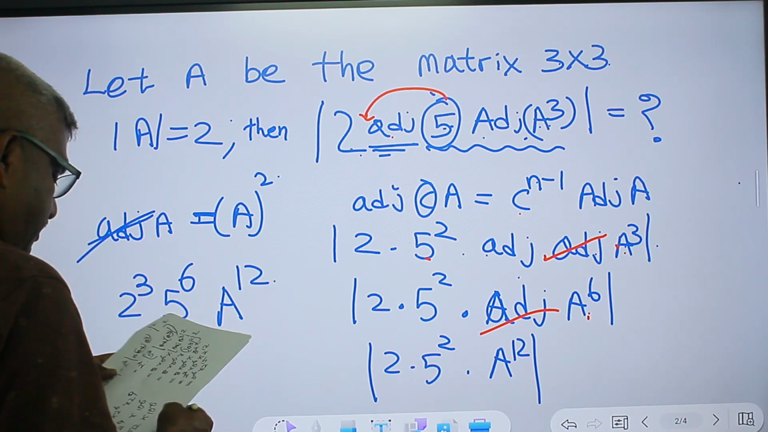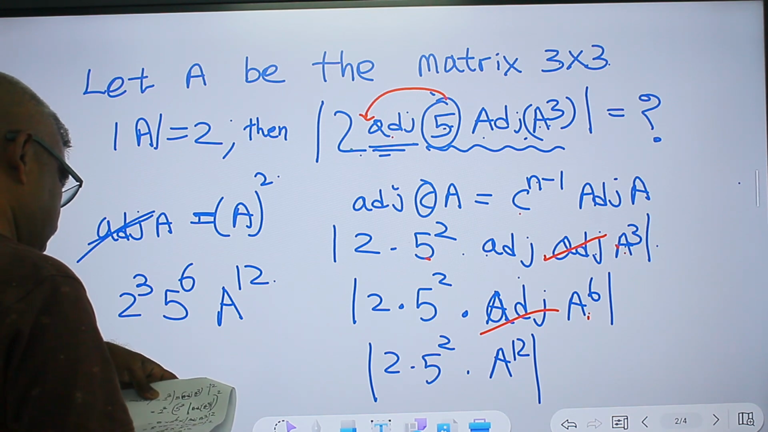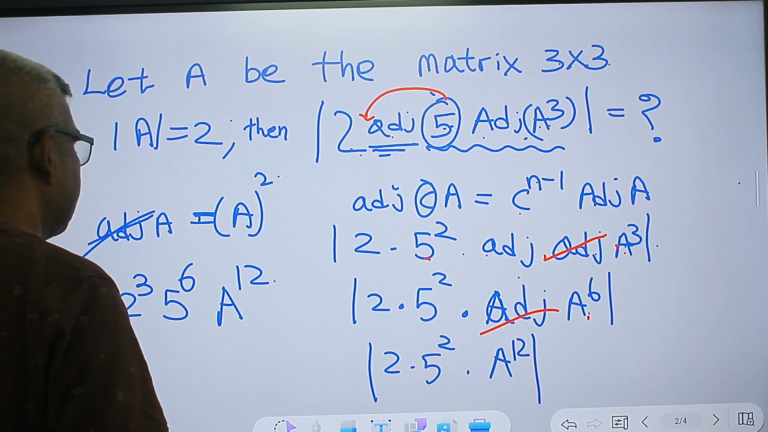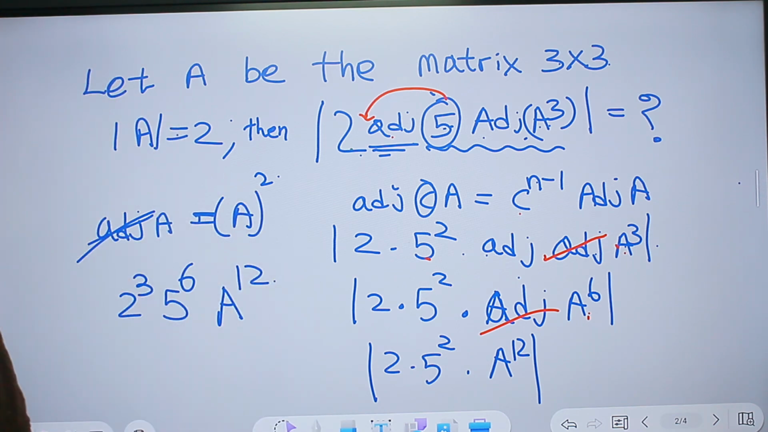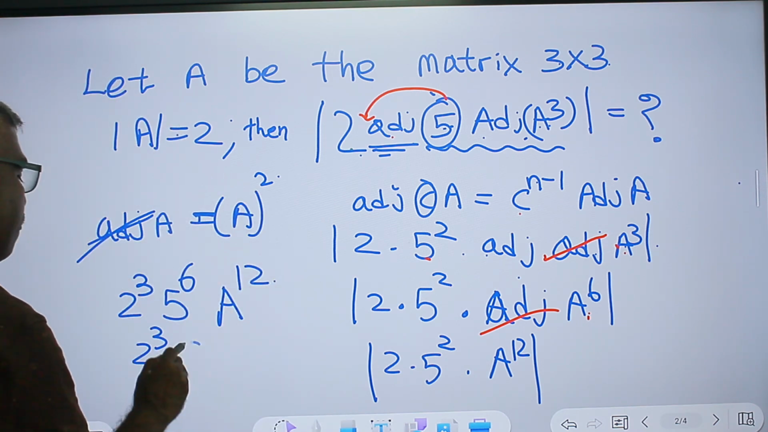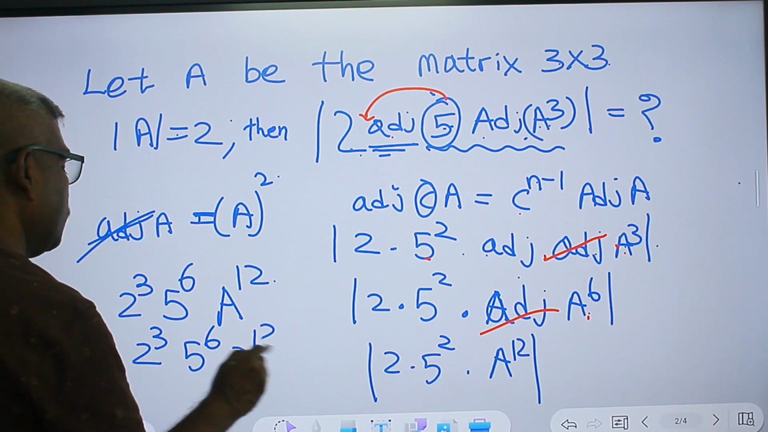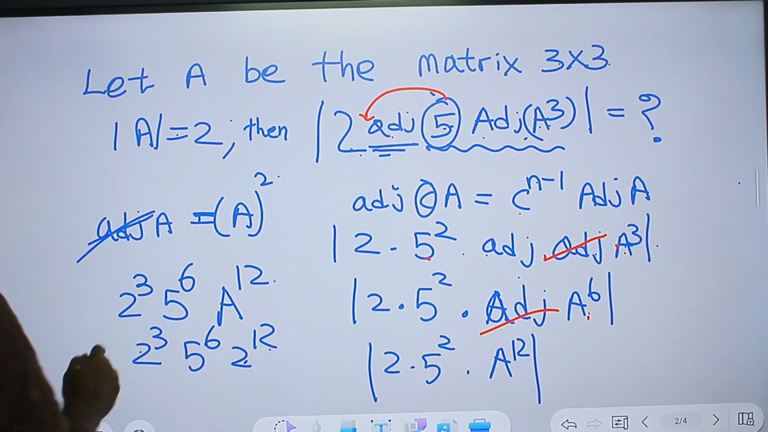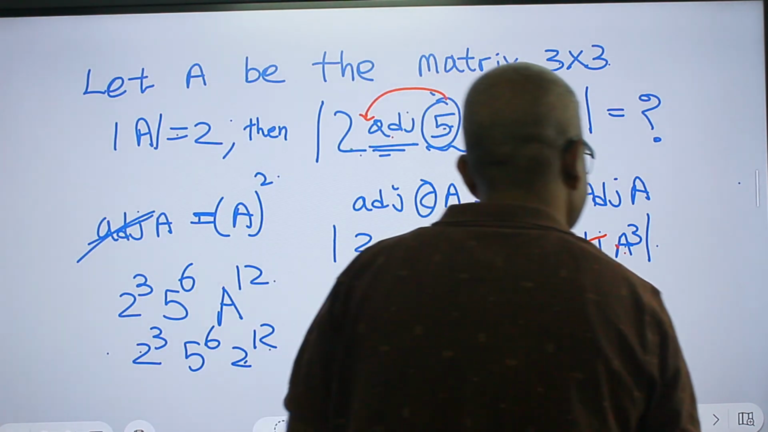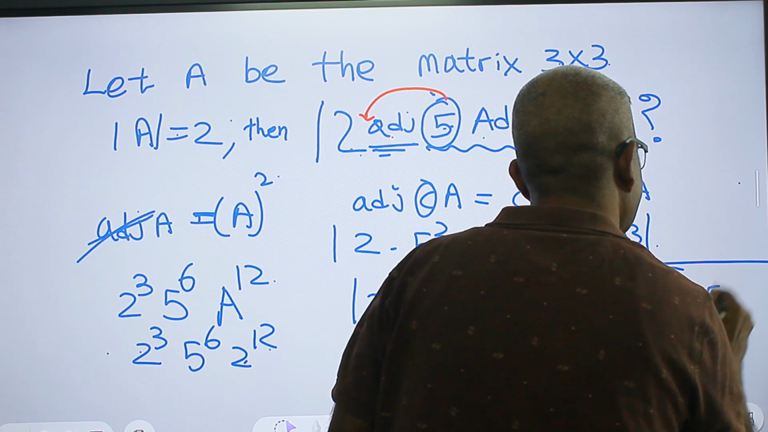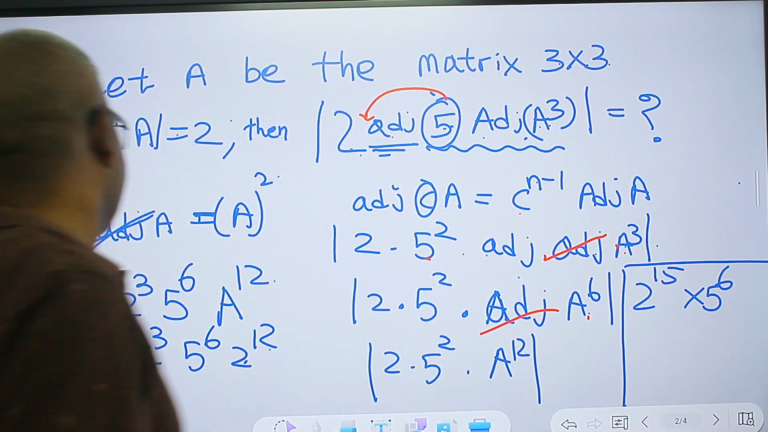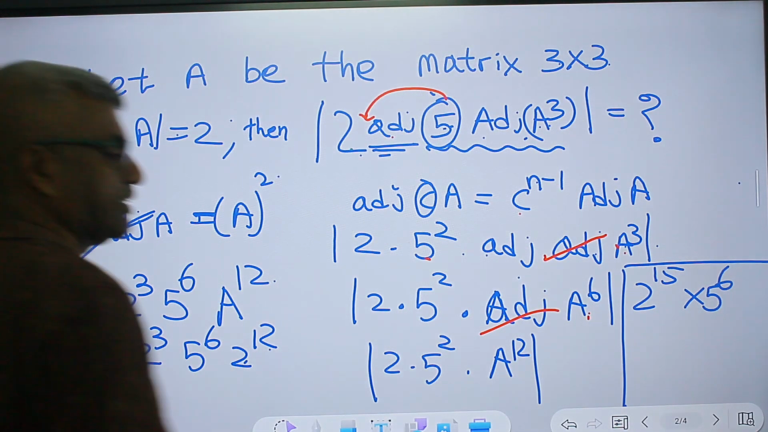What is the value of A? Determinant of A is 2 only. So 2 cube, 5 power 6, 2 power 12, which is 2 power 15 times 5 power 6.